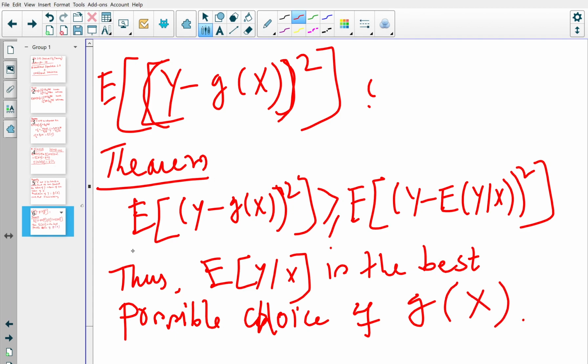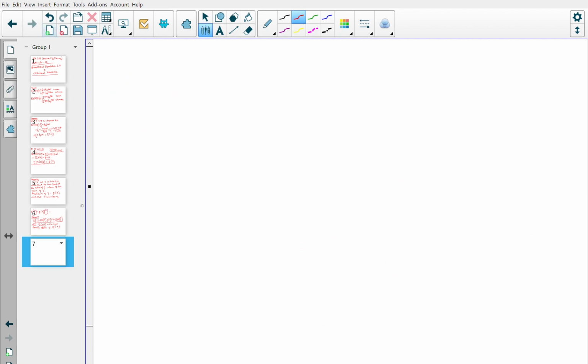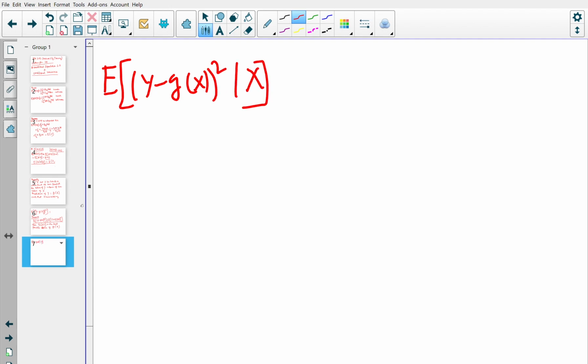So how do we prove this kind of theorem? Let us prove it. We will start with the conditional expectation. Let's start with the expectation of this quantity, (y minus g(x)) whole square, given the random variable x. First we calculate this quantity.